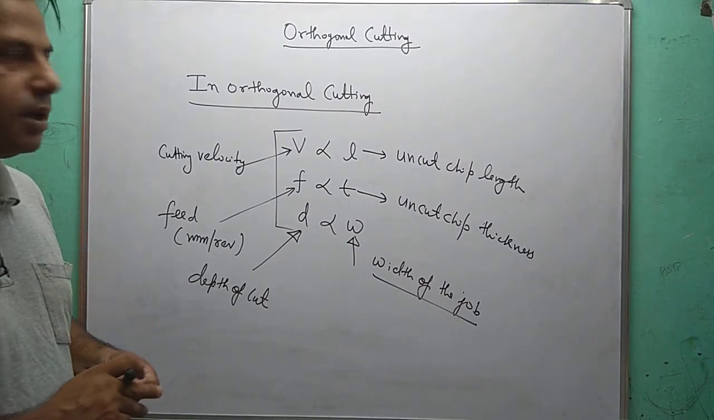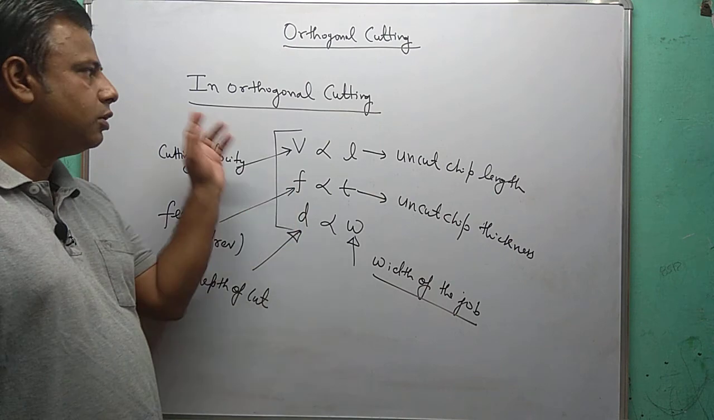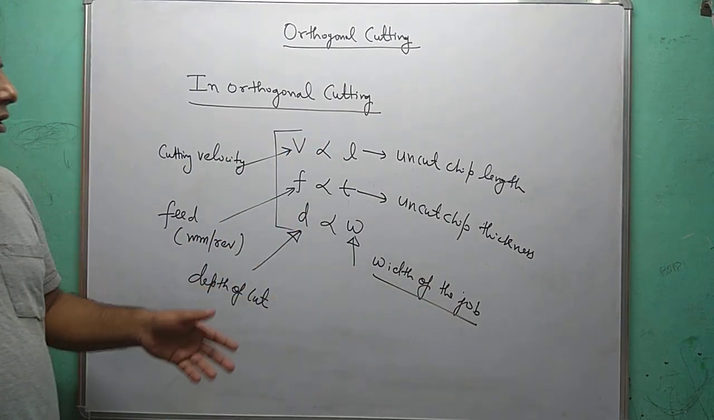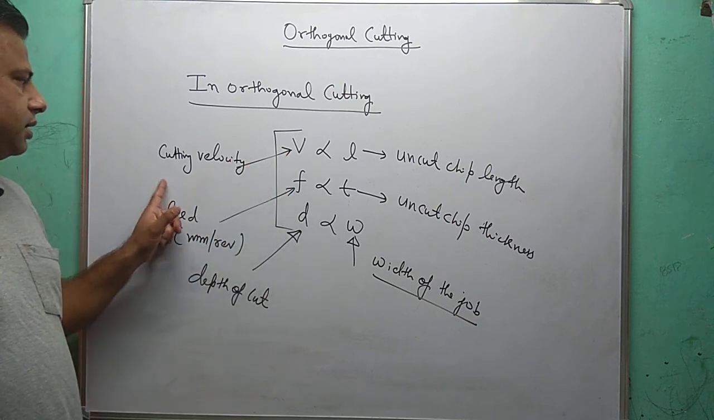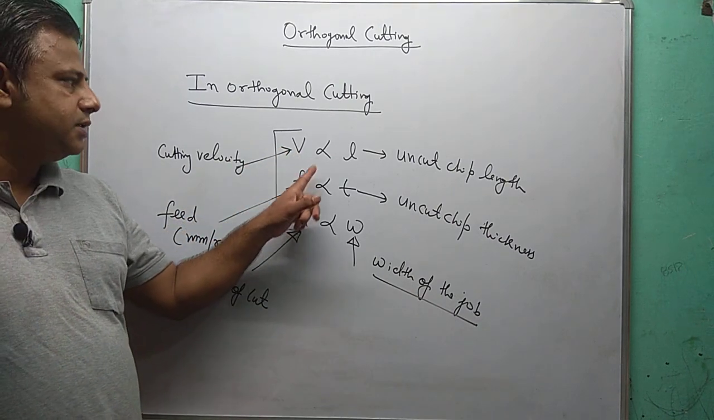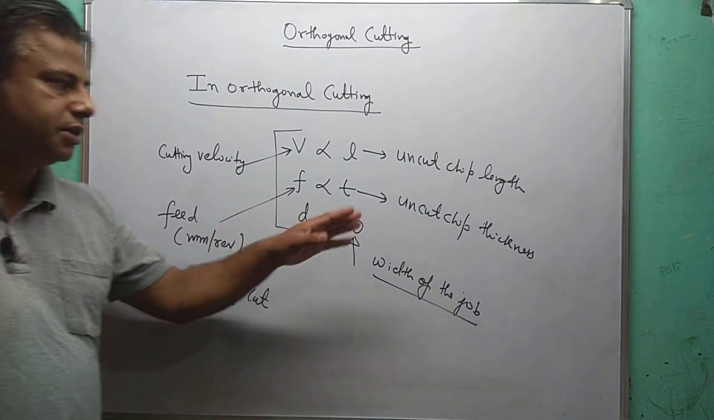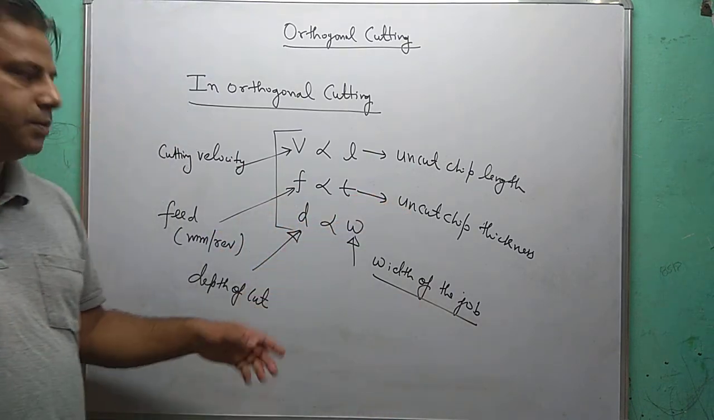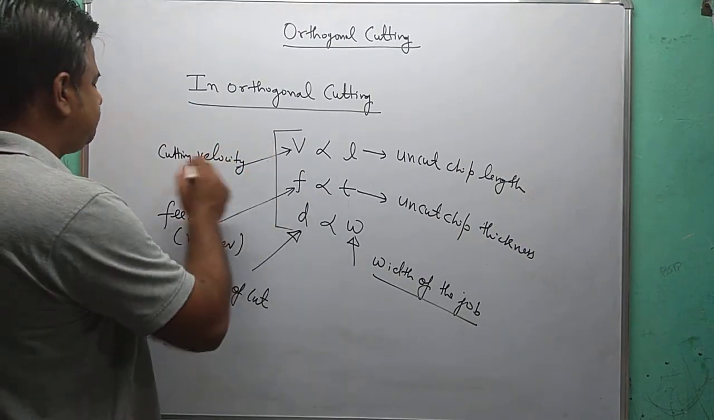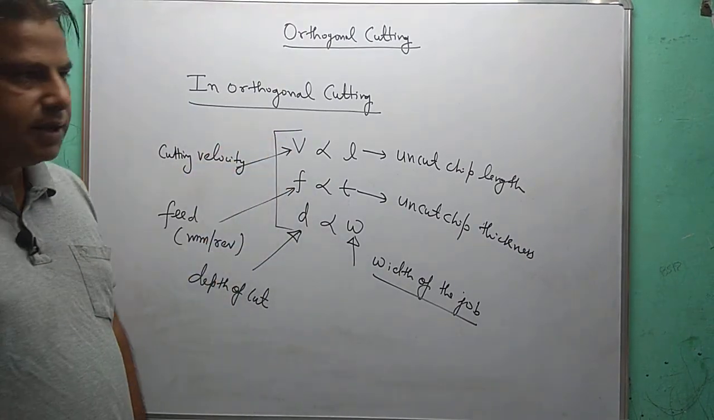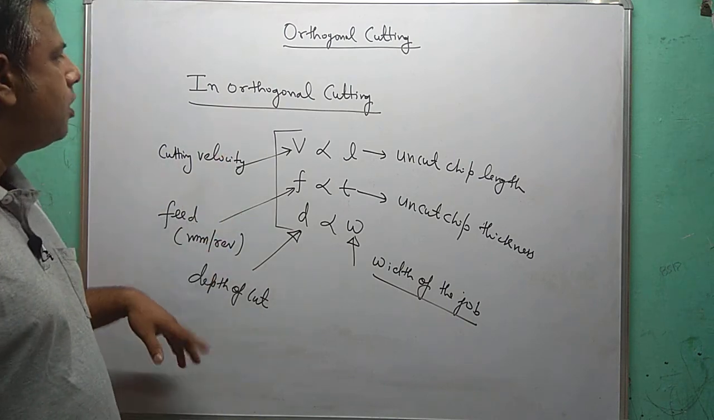These relations are very important when you solve numericals related to orthogonal cutting operations. In these relations, the cutting velocity is proportional to the uncut chip length, feed is proportional to the uncut chip thickness, and depth of cut is proportional to the width of the job. These are the very important relationships in orthogonal cutting operation.